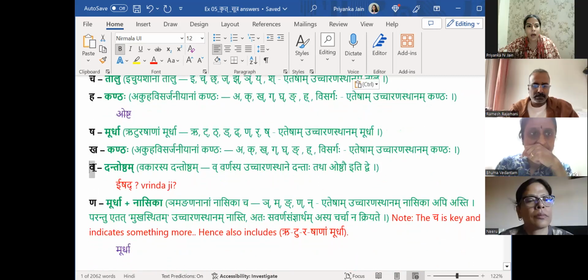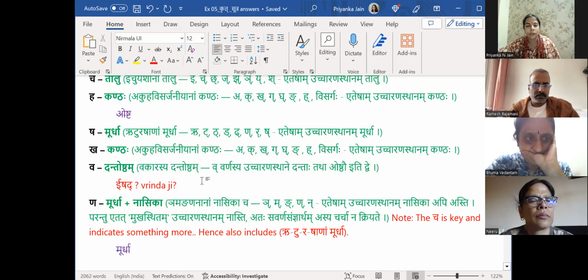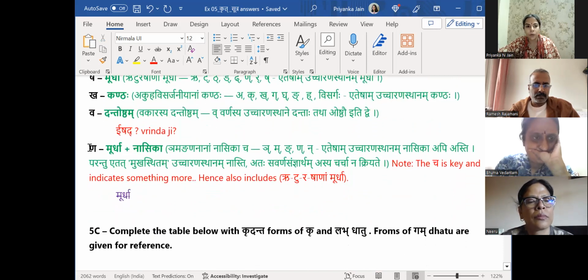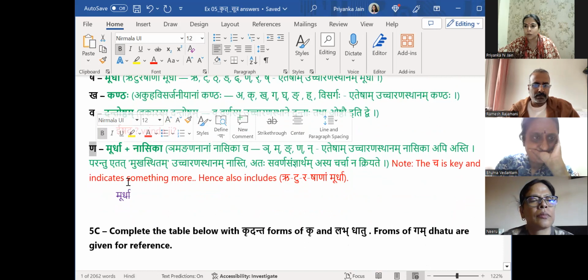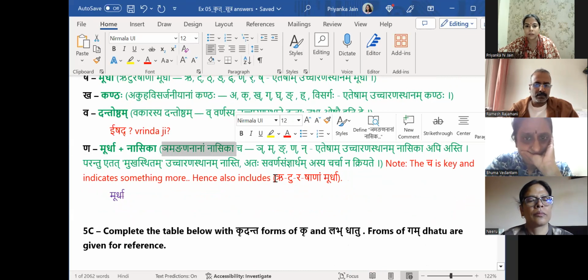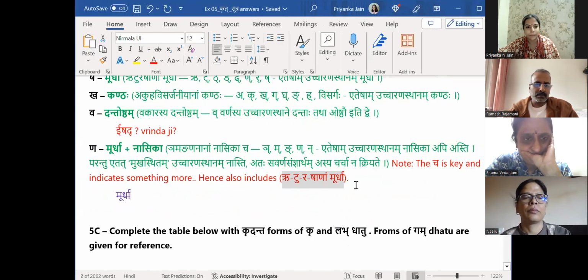In this Vakara, I'm not sure Vrindaji had written Ishad, so she's not here, so I can't check what was meant by that. Then, yeah, Bhumaji, your question applies here also. So for Nakara, it's Murdha and Nasika. So this plus Ritu Rashanam Murdha.